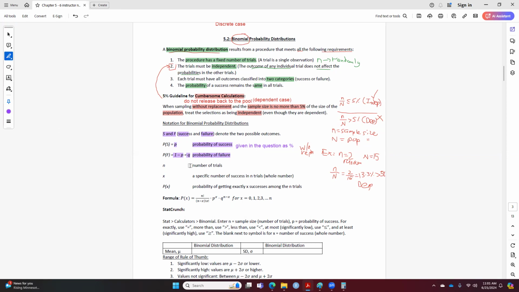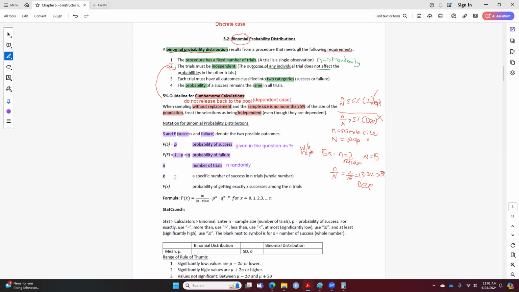n in this case will be the number of trials. Again, how do we know this is the number of trials? In the question, you will hear the word randomly selected. So you hear the word randomly, and usually the number next to it, like 5 randomly selected people, will always be your n in this case.